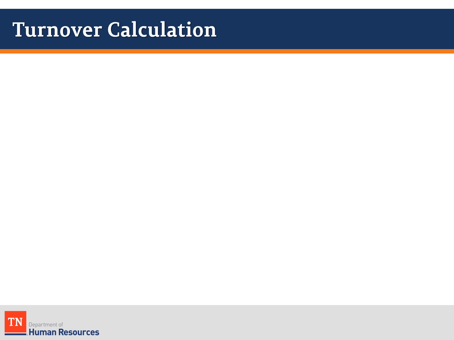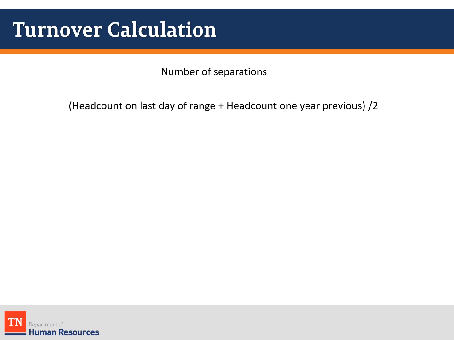Here's the formula used for calculating turnover in business intelligence based on the SHRM recommendation. Take the number of separations during the time frame. Then calculate the average headcount by adding the headcount snapshots of the last day of the range and 1 year previous, or the first day of the range if less than 1 year, and divide the result by 2. Then divide the number of separations by average headcount.